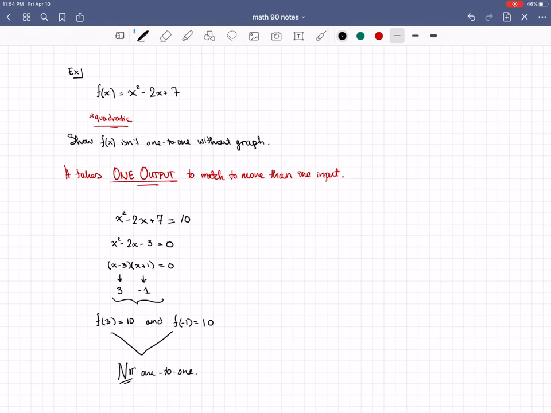So if you ever need to show that something is not one-to-one, it's actually almost easier to just find one output that matches to more than one input. And as long as there's one place where the horizontal line crosses the graph in more than one spot, the function is not one-to-one.